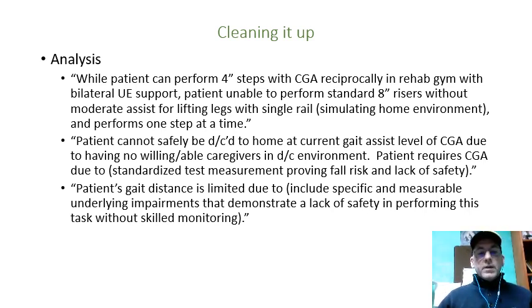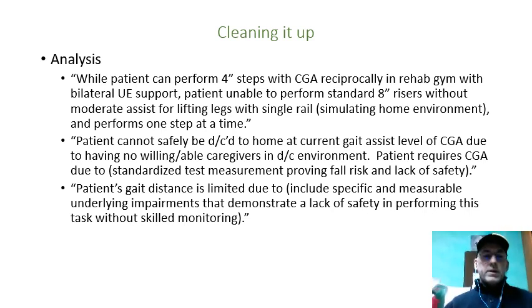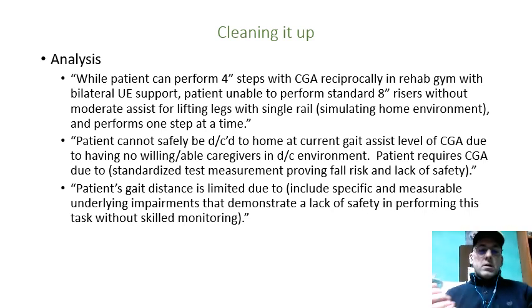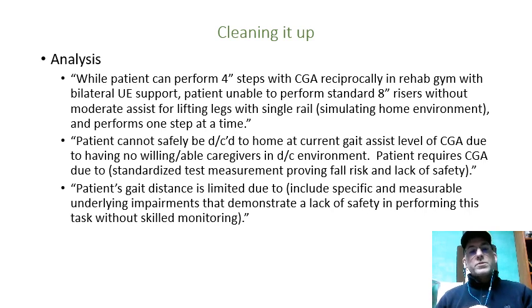And then going on from there, the patient's ambulating 50 feet, but that doesn't say why they cannot safely and effectively do that 50 feet on their own. And so we might say something like this. Patient's gait distance is limited due to... And so here we want to include specific and measurable underlying impairments that are preventing the patient from safely and effectively. Always keep those words in mind.